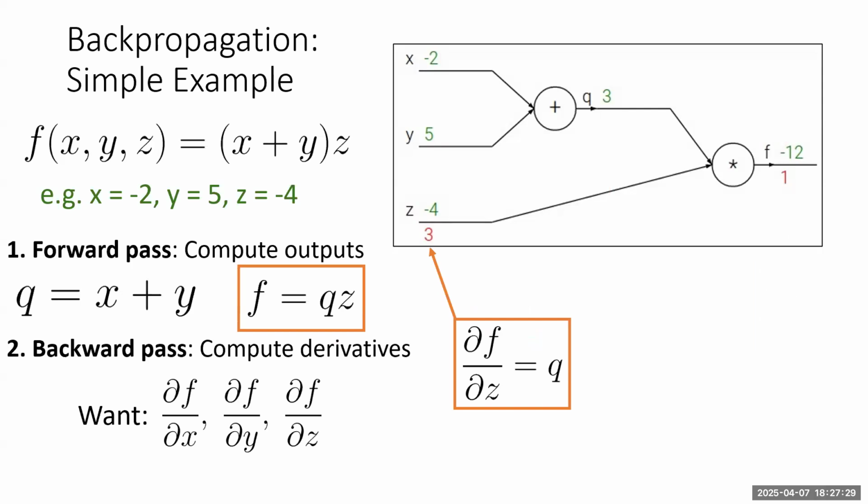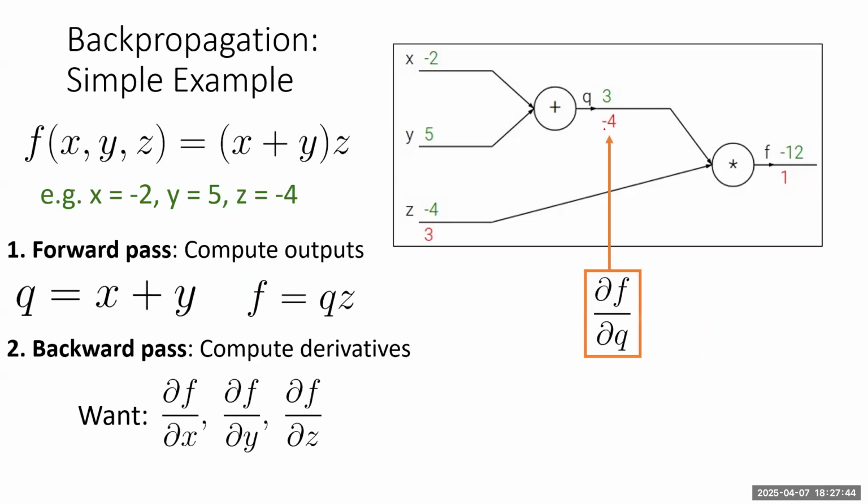How about the derivative of f with respect to q? Again, from here, the derivative of f with respect to q will equal z. The value of z is what? So this will be -4.